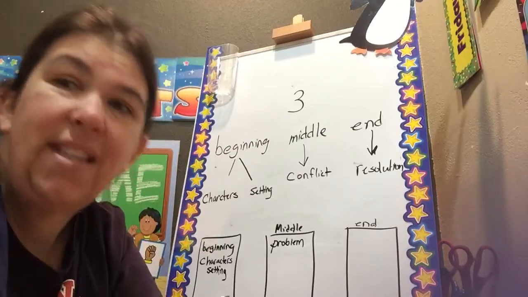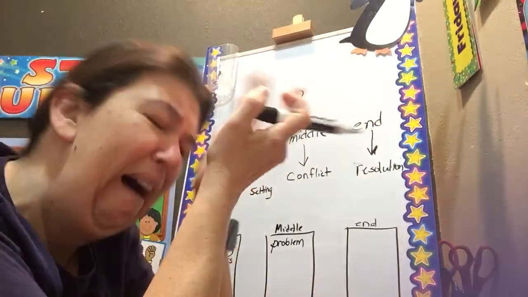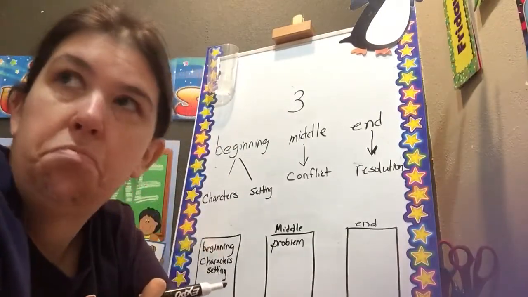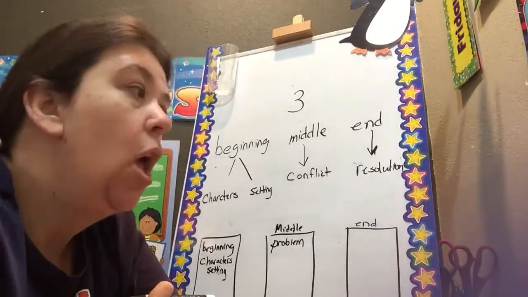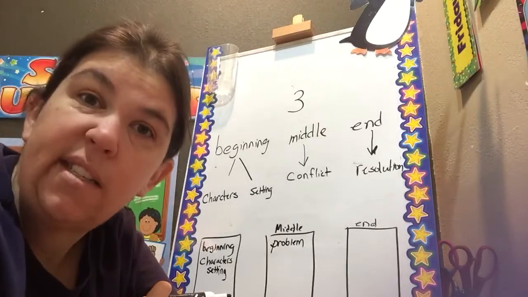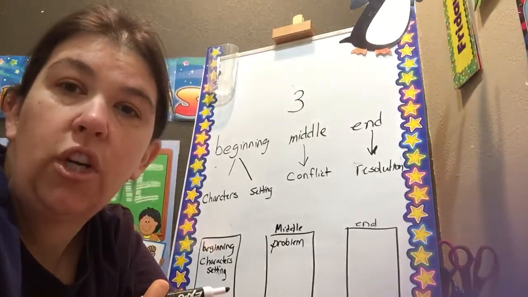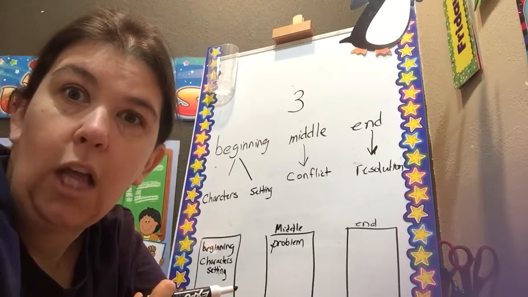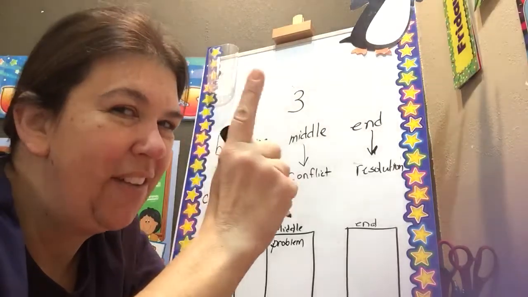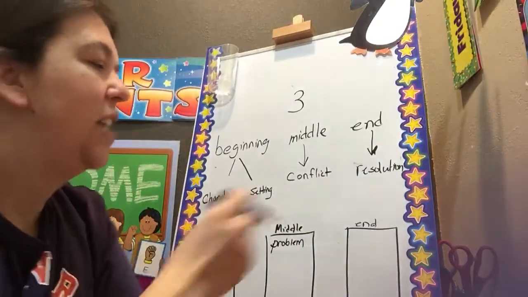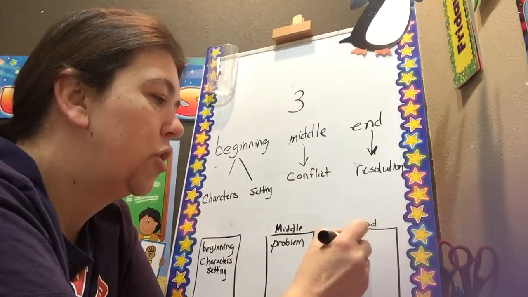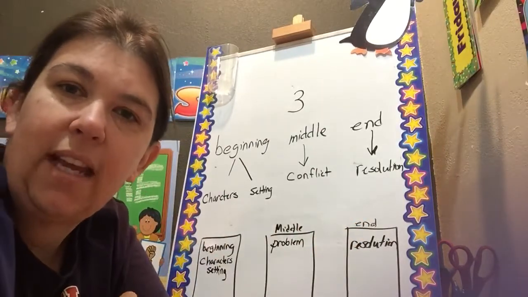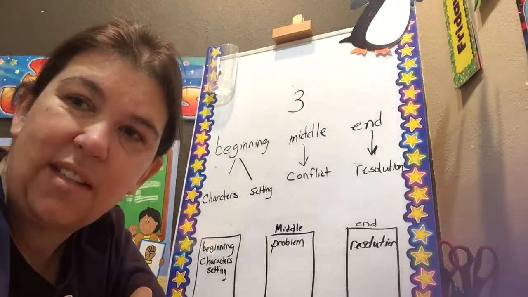So if my problem was I ran out of cookies, oh, that's awful. My resolution may be that my two characters, my mom and my sister, decided to make some more cookies so that I would have cookies and I could eat them all day long. Ooh, I like that. That's a happily ever after. I like that story. Okay, so your end is going to be your resolution or your happily ever after. That's when everything gets better and it gets fixed, okay?